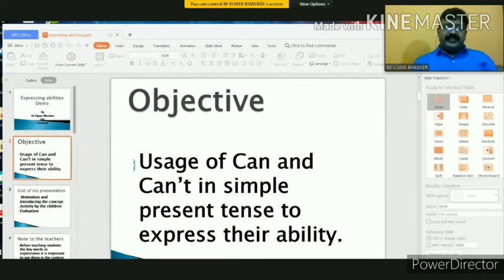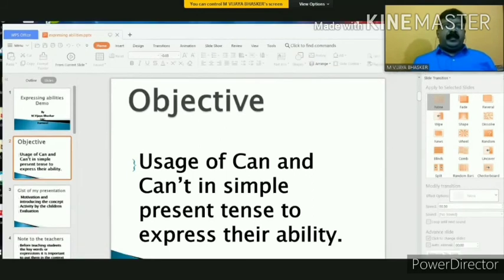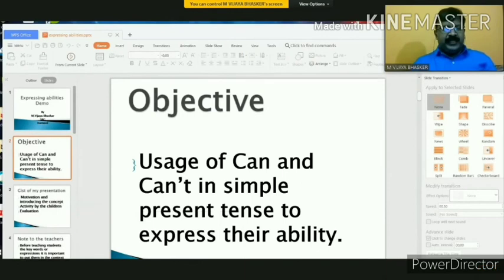I have taken this context in order to explain the expression of ability and inability. For this purpose, what do we have to do? To begin with, we have to interact with the children using some informal questions. It is always better to interact with the children in their mother tongue.